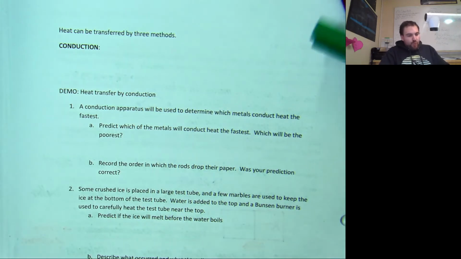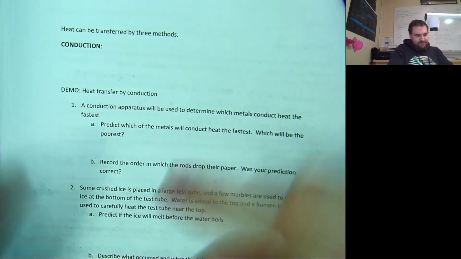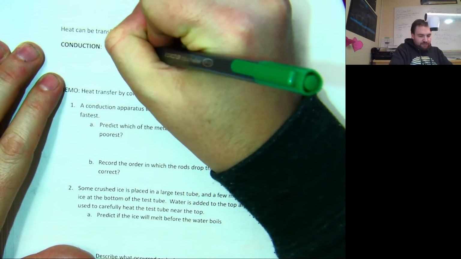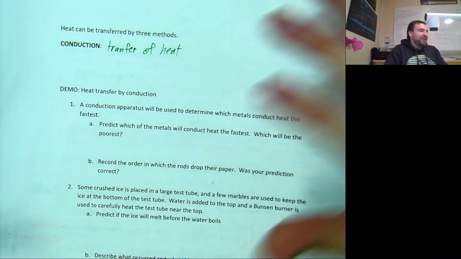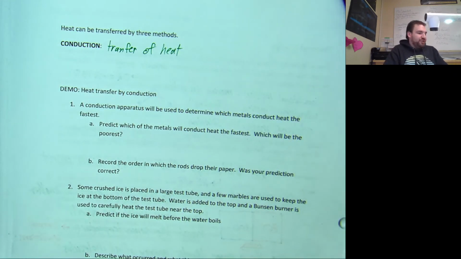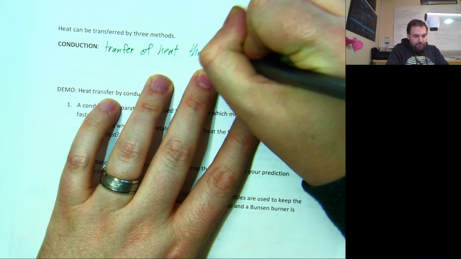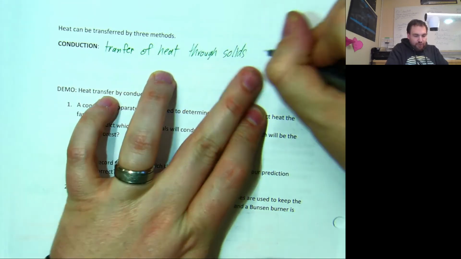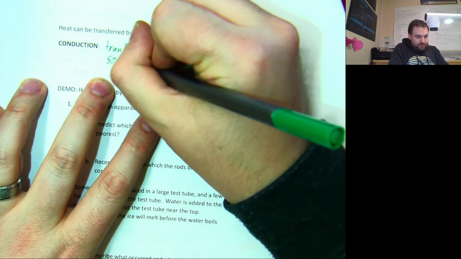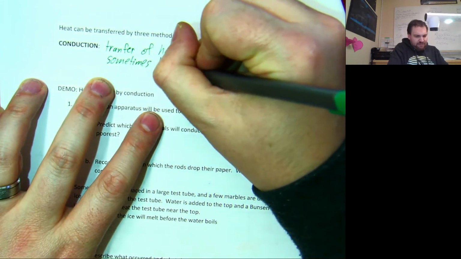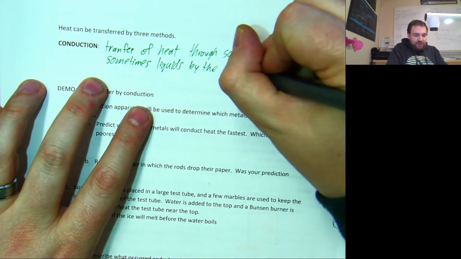We've got conduction. We know what conduction is? Transfer of energy. It's the transfer of heat. It could also be in the conversation on thermal energy, yes, but also electricity as well. Transfer of heat through solids, usually, sometimes liquids, or less effectively liquids, I should say, by the collision of molecules.